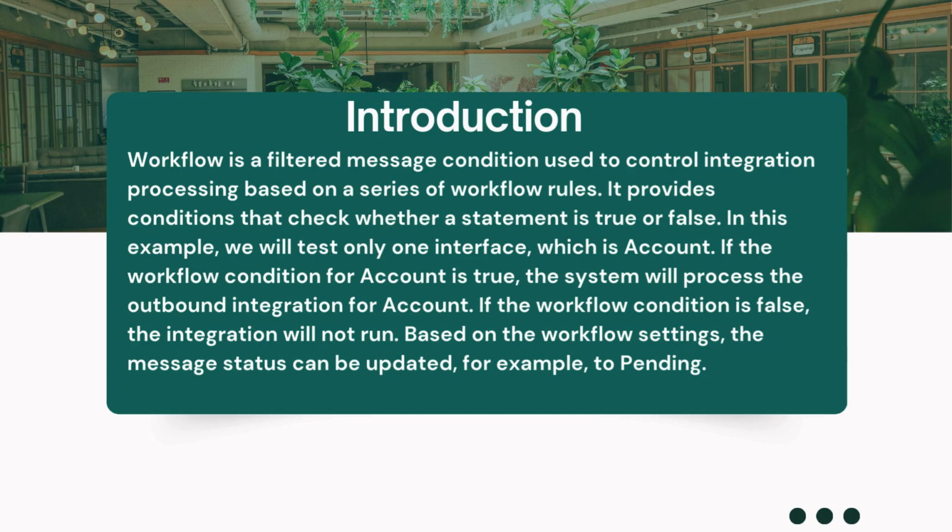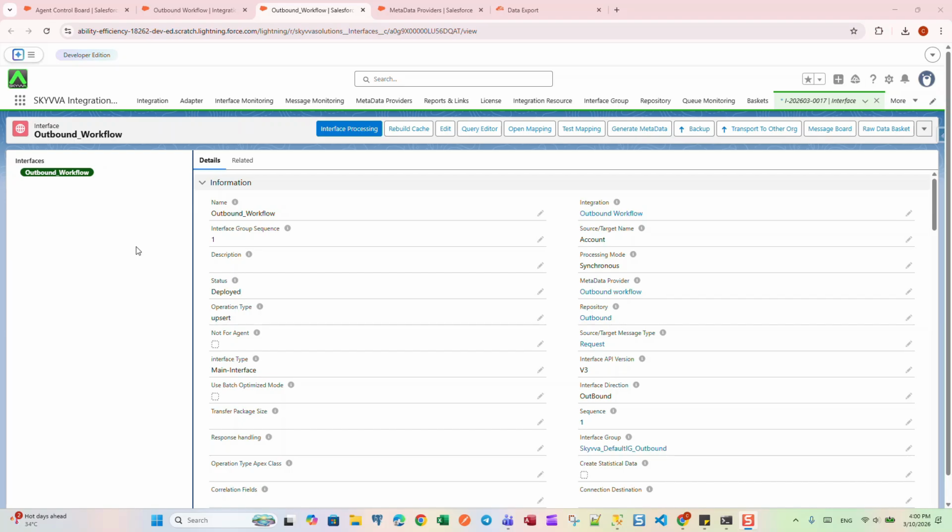Based on the workflow settings, the message status can be updated, for example, to pending. In this video, we will demonstrate how to use workflow for outbound processing. Here, we already have an existing outbound interface that we will use in this demonstration. As you can see, this is an outbound interface. The target subject is account.